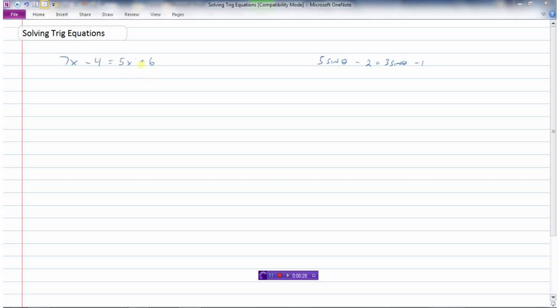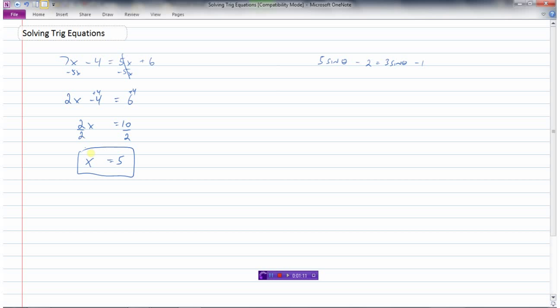Let's go back and review this one. If we were solving this equation here, we would want to isolate x. So we would minus 5x from both sides, and we would get 2x minus 4 equals 6, because these would cancel out. And then, of course, we'd add 4 to both sides. And so now we've got all the x's on the left side. We've got our constant terms on the right side. And the last step was to divide by 2 so that we isolated x. We got x equals 5.